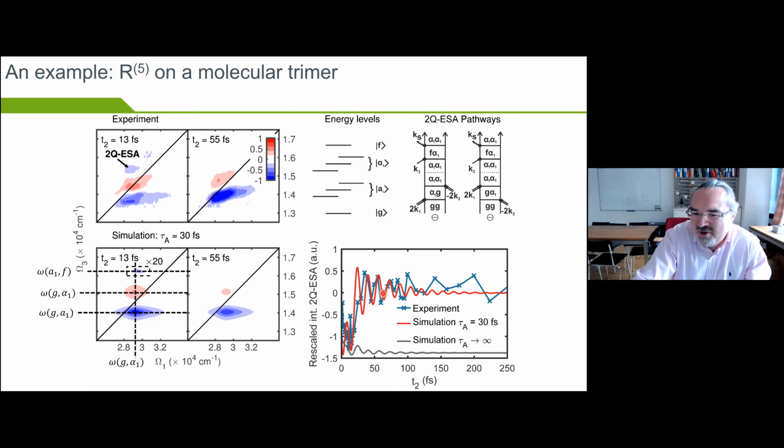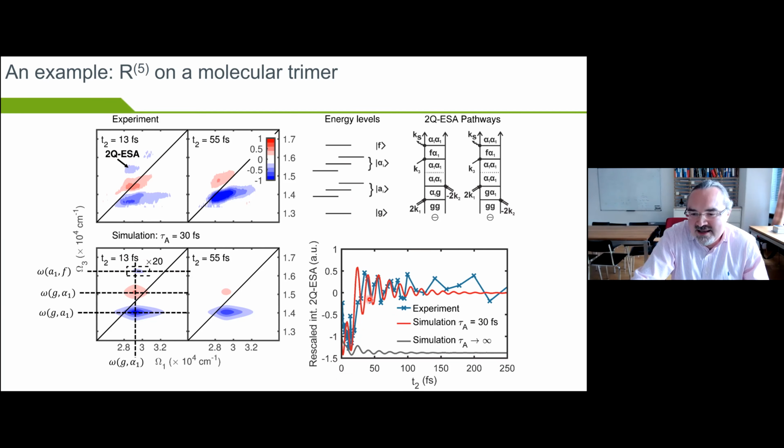Then, I'm not going to say we see oscillations because the data quality is not good enough. But in the simulation, when we want to reproduce the absorption spectrum, yes, we should see oscillations out there, which come from this 1300 wave number mode.